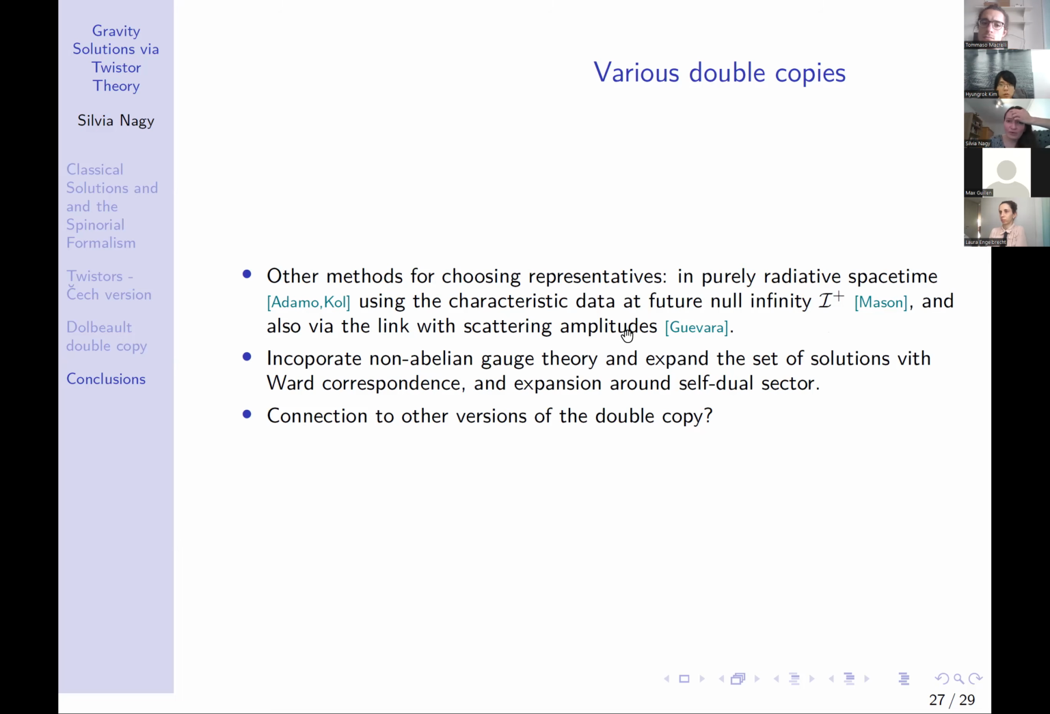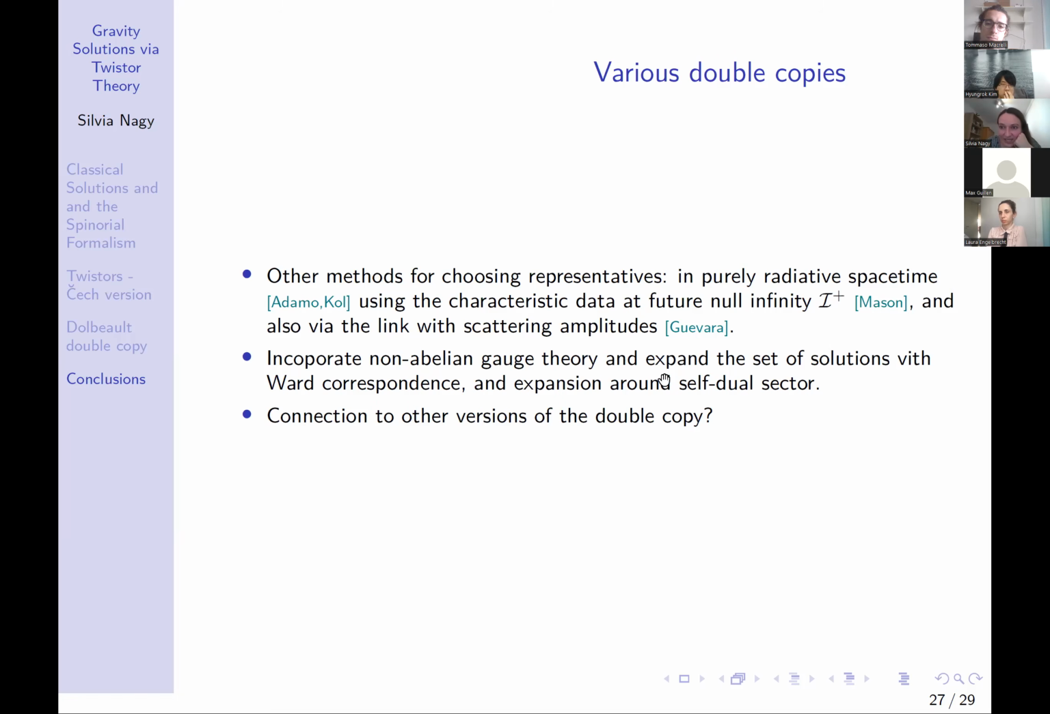And also even more recently, I think there's another version which links with scattering amplitudes. And I think later today, we will see a talk on exactly this. So by now, we seem to have maybe 4 different ways of fixing these things. We don't yet know necessarily how they are connecting, but that is something to look at in the future.